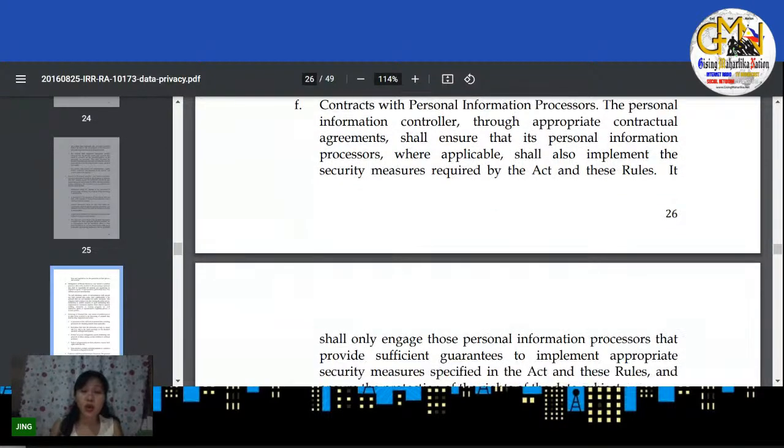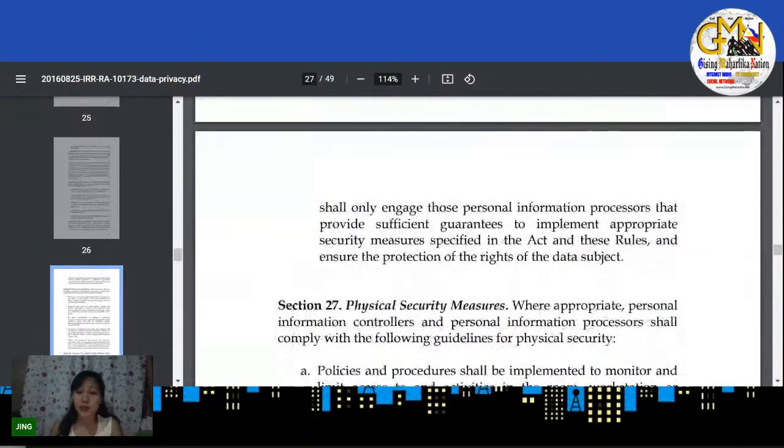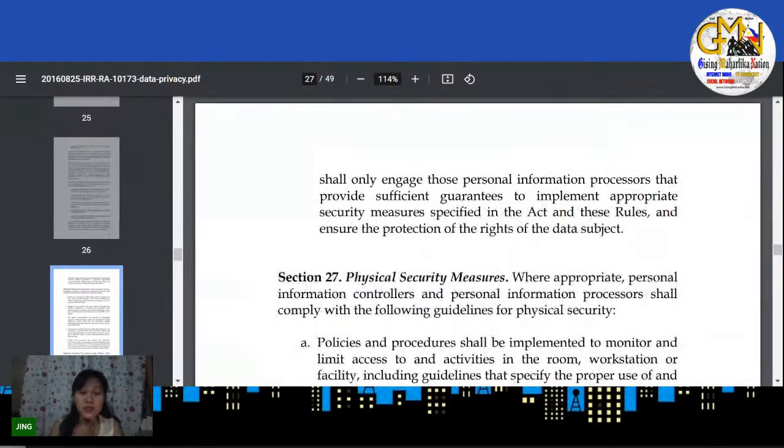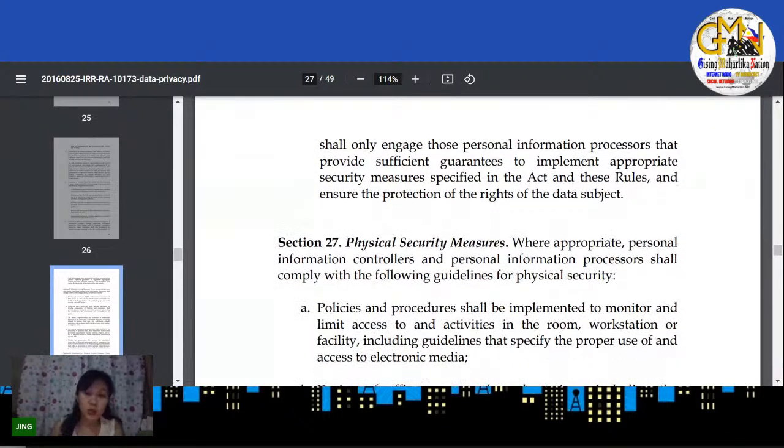It shall only engage those personal information processors that provide sufficient guarantees to implement appropriate security measures specified in the Act and these rules and ensure the protection of the rights of the data subject. Section 27.